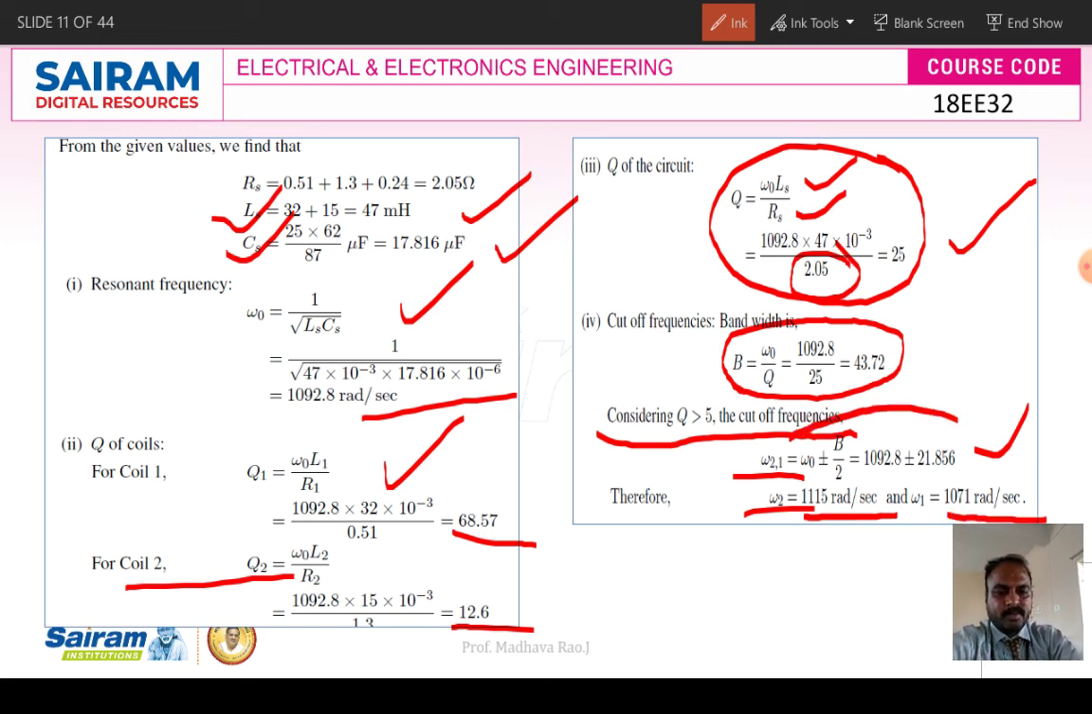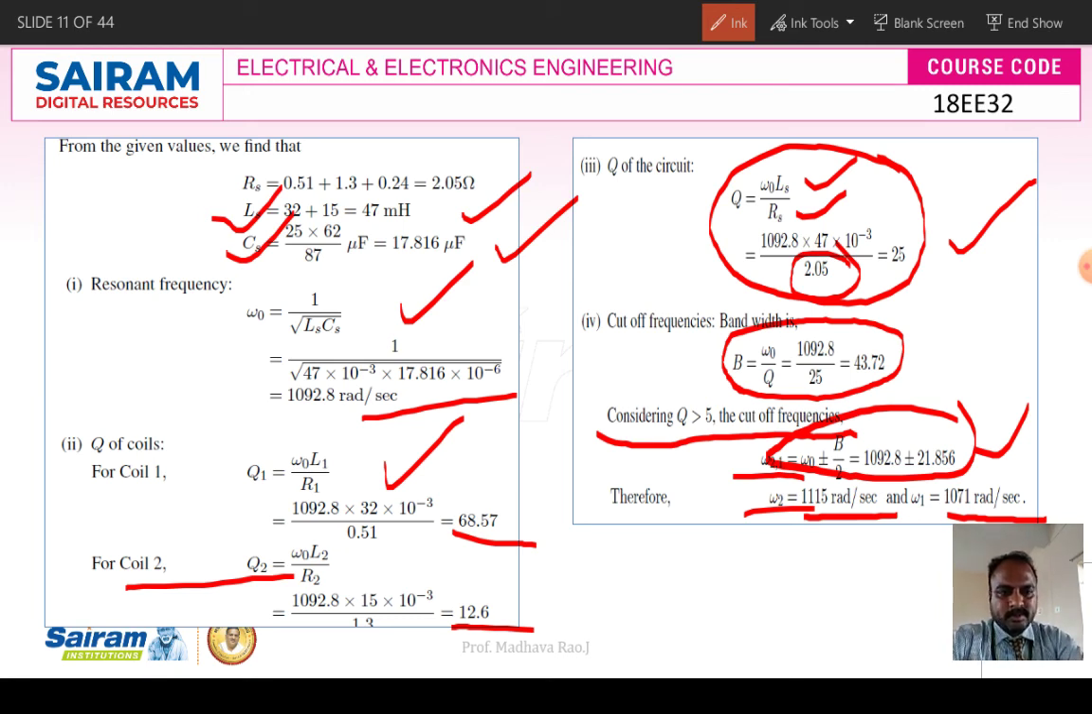You have to simplify this one using the formula omega naught plus or minus B by 2, and we get the frequencies. One time you take plus, one time you take minus. 1092.8 plus 21.85, you get one frequency, and 1092.8 minus 21.86, you get the second frequency. So these are the cutoff frequencies.